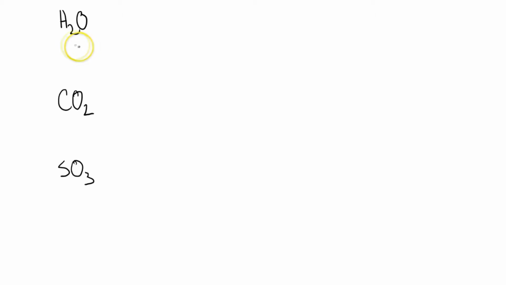Okay, so what we need to do is look up each element on the periodic table. We can see that hydrogen is in group 1, so it's got one valence electron. But there's two of them, so there's 2 electrons there. Oxygen is in group 6, so it has 6 valence electrons, so 2 plus 6 is 8. That means the structural formula that we're going to draw can have no more and no less than 8 electrons.